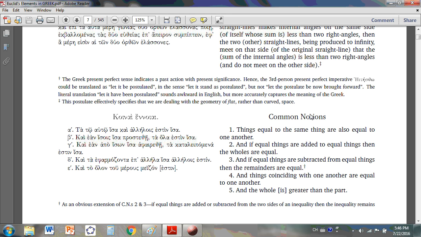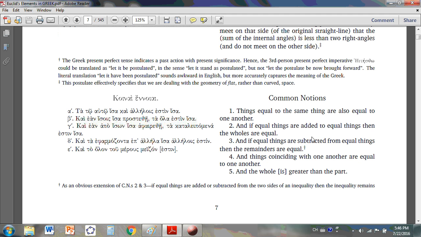But that aside, these are the common notions, and of course they make perfect sense because there is nothing here that needs to be true. If something is equal to the same thing, then it must be equal to the other thing that's equal to the same thing, yes? And so we go through all these common notions which are not postulates or axioms or anything like that.